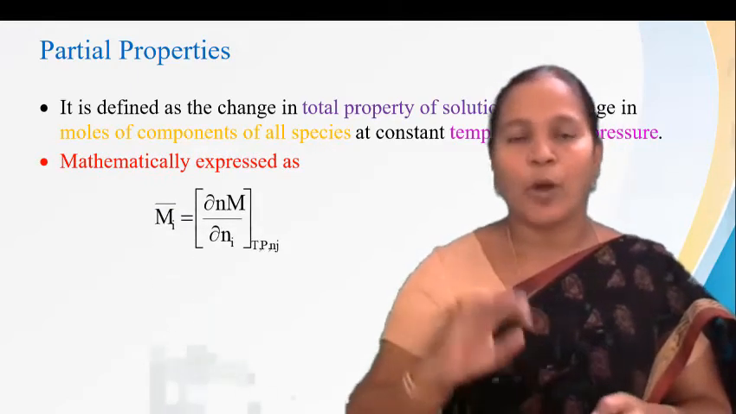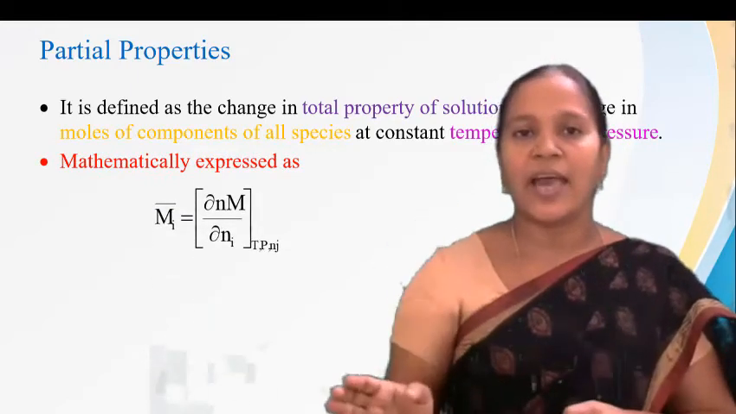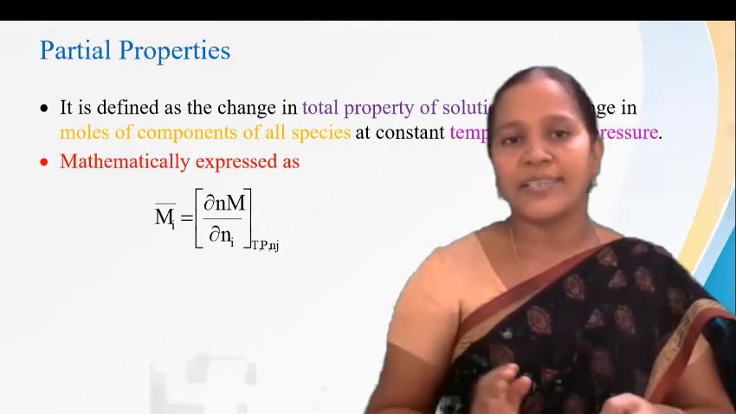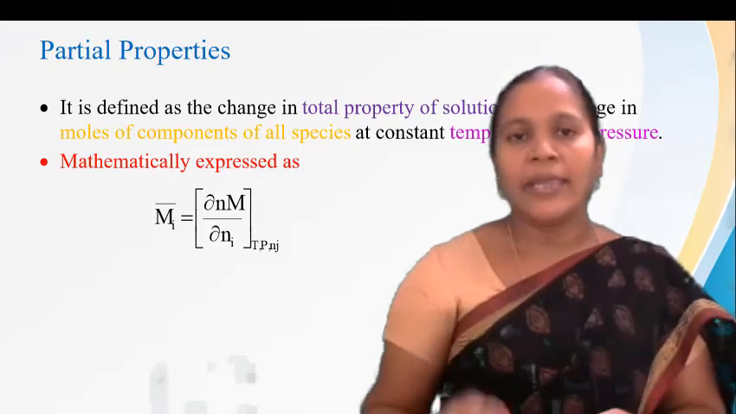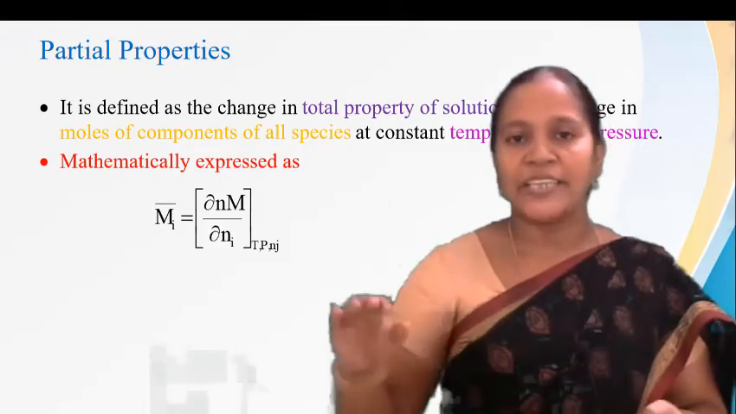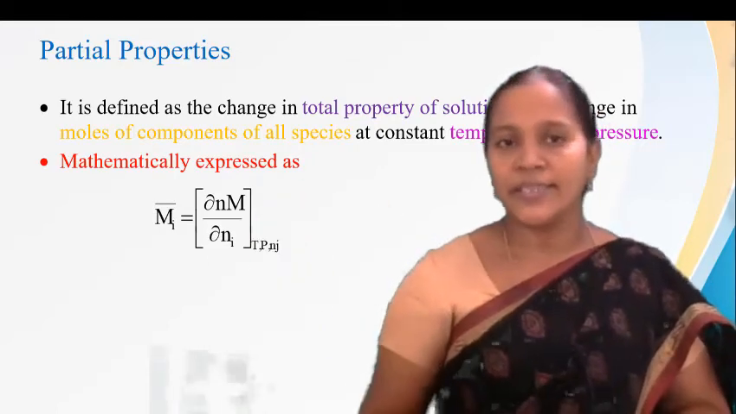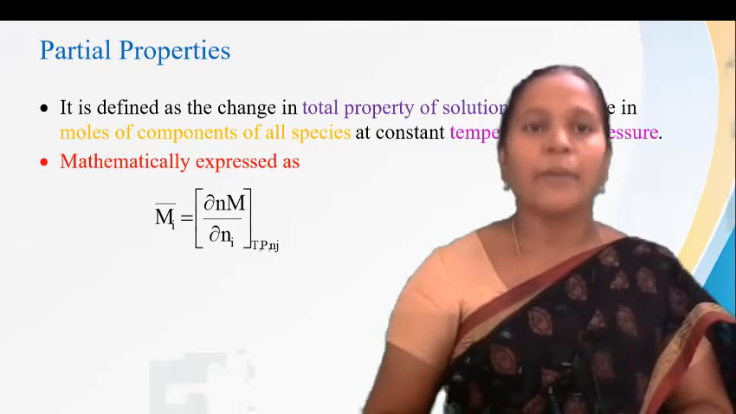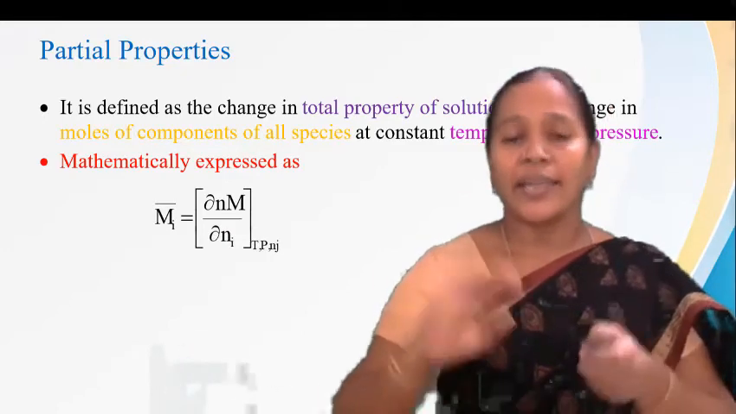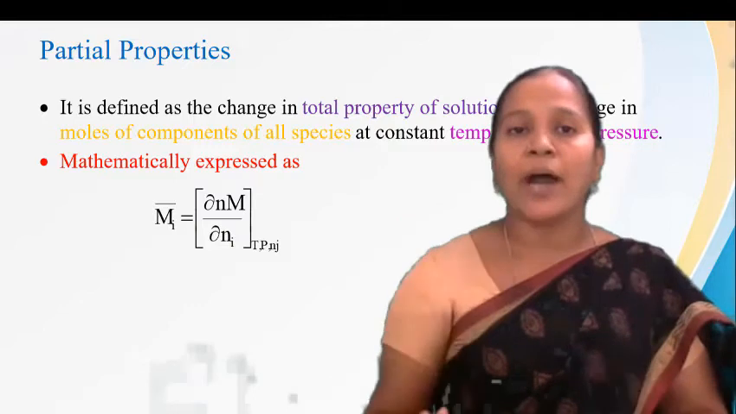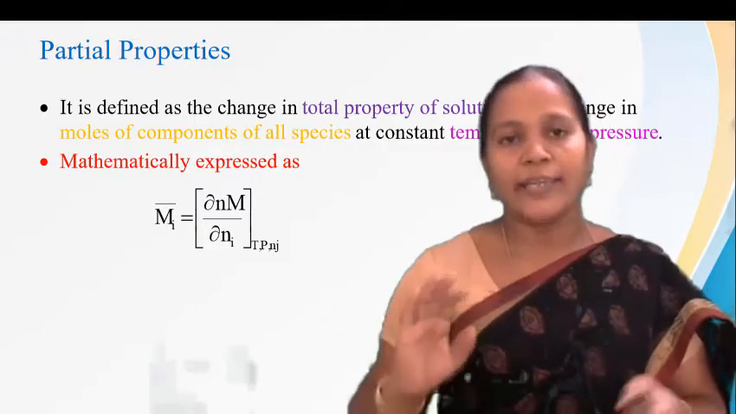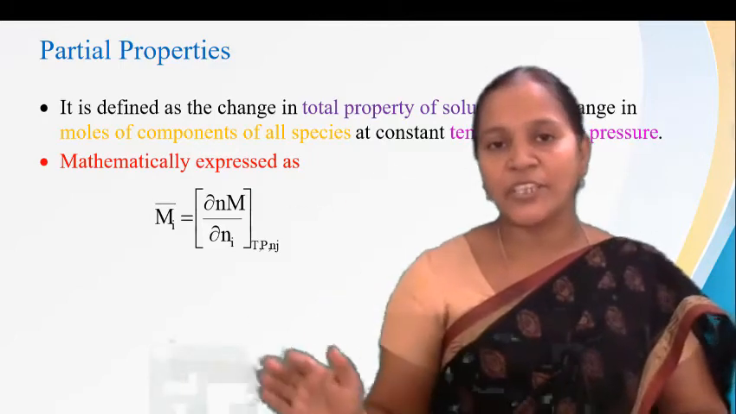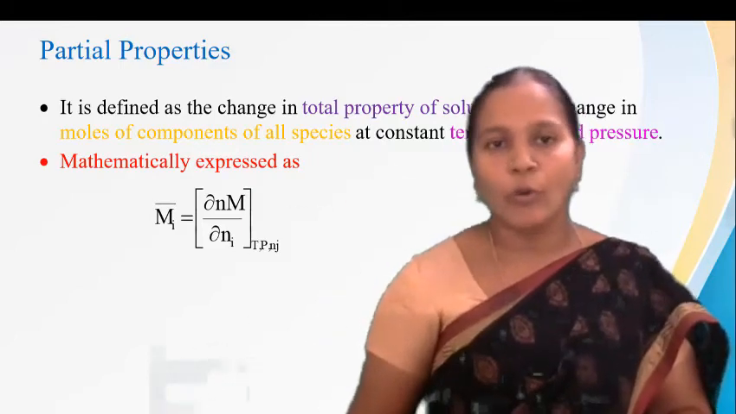Mathematically, partial properties are expressed as mi bar is equal to dou of nm by dou ni at constant temperature, pressure and nj, the number of moles.